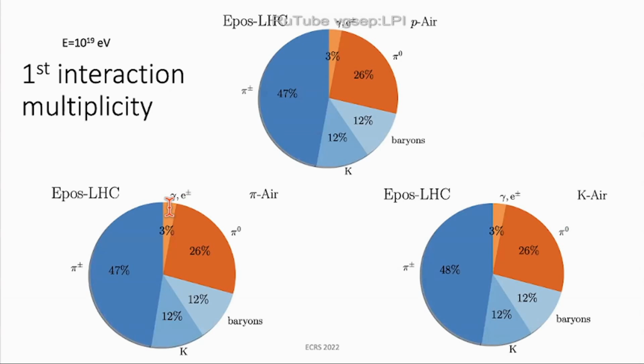For the first interaction, I show here a pie chart of the multiplicity of the different particles produced, for one of the state-of-the-art models after being tuned with the latest LHC data. In shades of blue we see the hadronically interacting particles. Most of the multiplicity comes from pions, then we have some kaons and some baryons, and it's practically the same for pion interactions and kaon interactions. Approximately a quarter of the multiplicity goes to neutral pions and to charged photons and electrons.